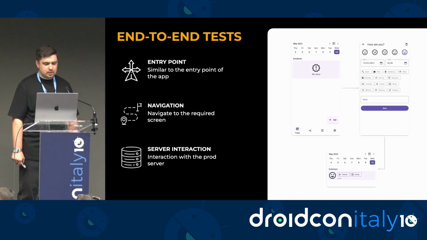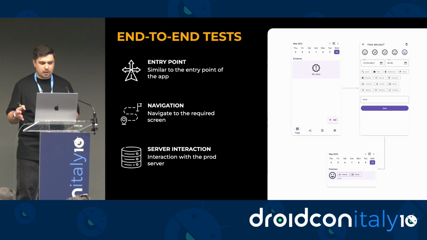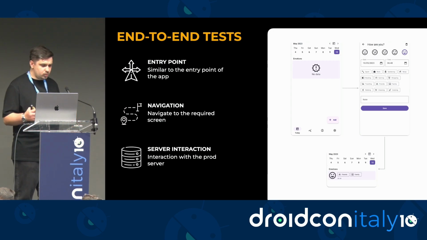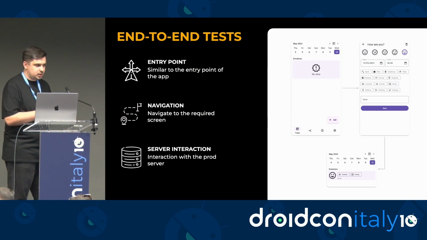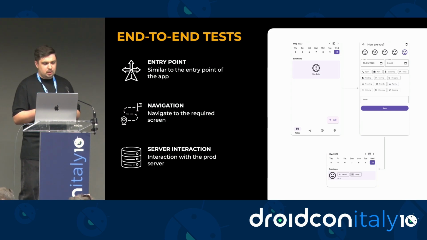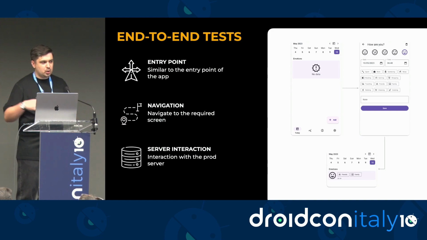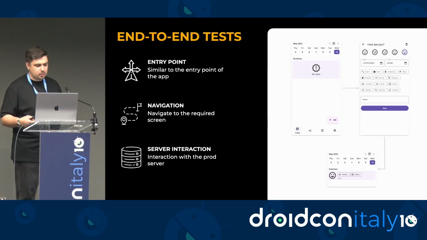And in case of end-to-end testing, the main idea is to verify how our application interacts with the server. And here we have the same entry point as our application has. So in this case, we truly try to simulate user behavior. We have navigation because usually some features can be far away from the home screen. So we need to navigate through UI to our features, and we have interaction with a real database, with a real API, etc.